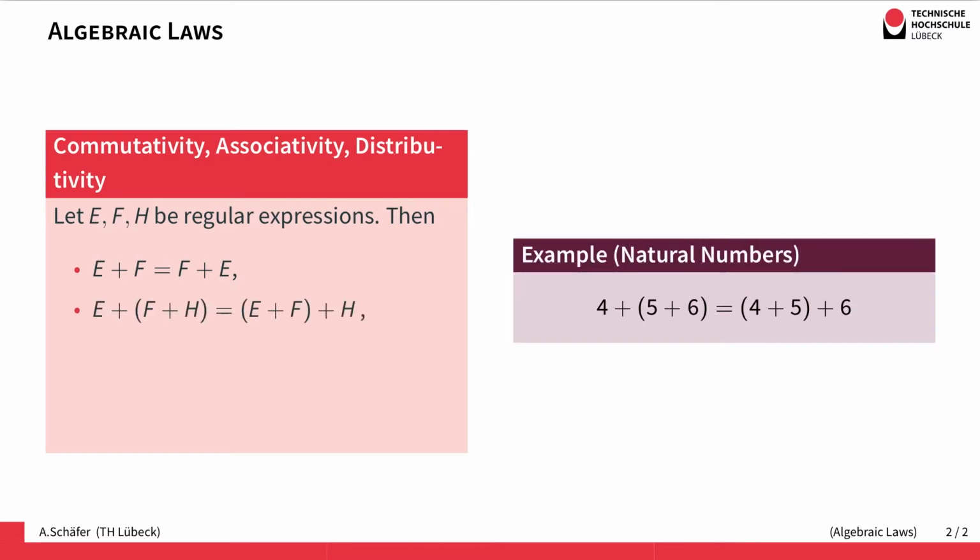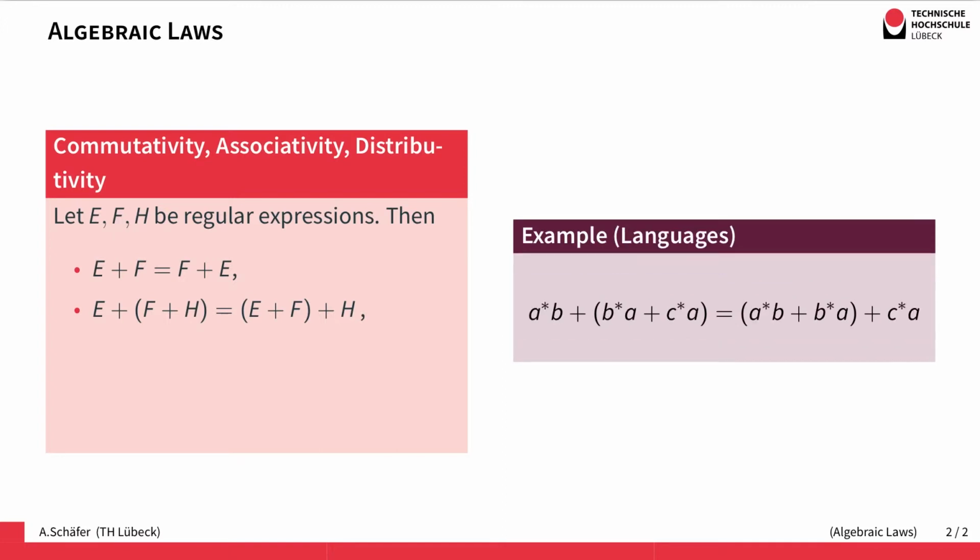The second law is associativity. That's also known from the natural numbers. The parentheses can be omitted. For example, if we have 4 plus in parentheses 5 plus 6, it's the same as 4 plus 5 parentheses plus 6. And for a regular expression, we have the same.